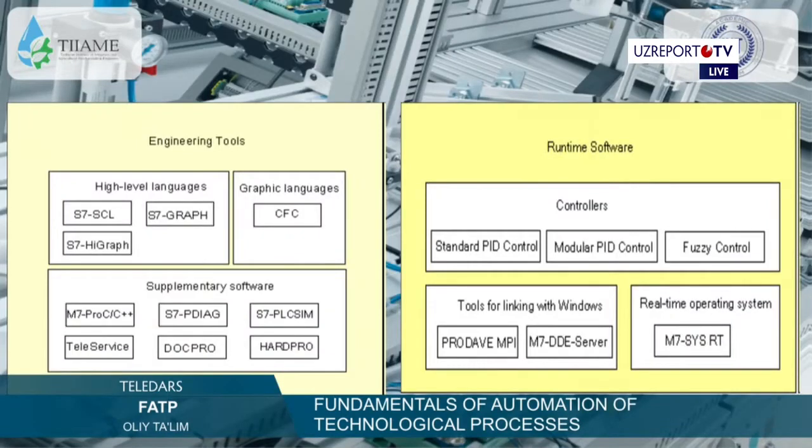And engineering tools, it consists of 3 parts. First is high-level language. It means that language in international range, which is useful in all the world. They don't have any individual rules. It means that it's very useful. And the second one is graphic language.